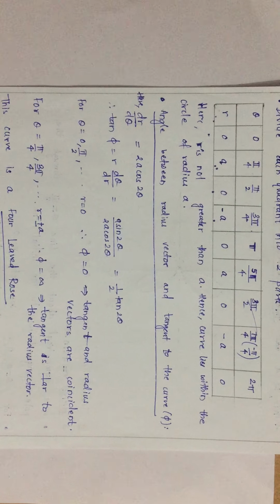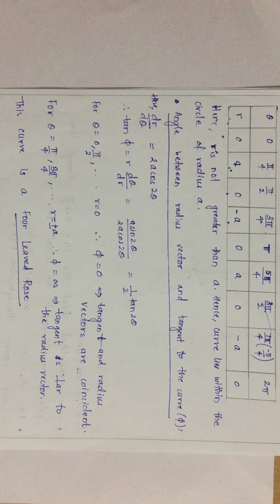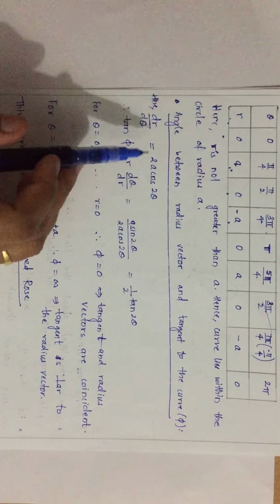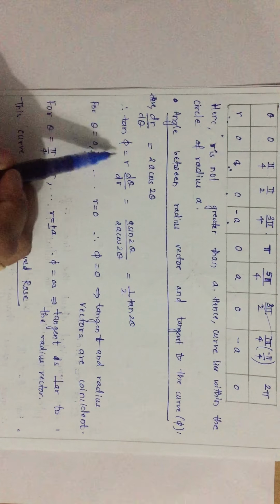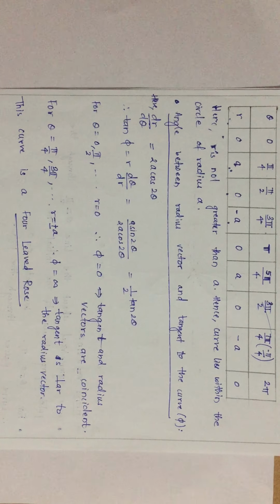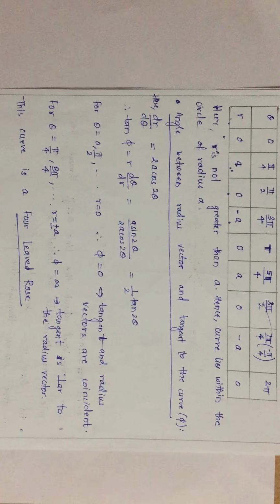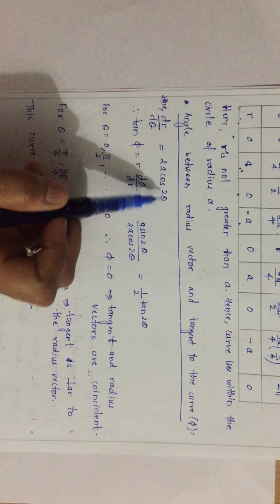Next we check for which values of theta the tangent is coincident with the radius vector, or perpendicular to the radius vector. For that we need to know the angle between the tangent and the radius vector, that is phi. Depending on phi we have to decide whether the tangent is coincident with the radius vector or perpendicular. So what do we find? dr by d theta. dr by d theta is equal to 2a cos 2 theta.